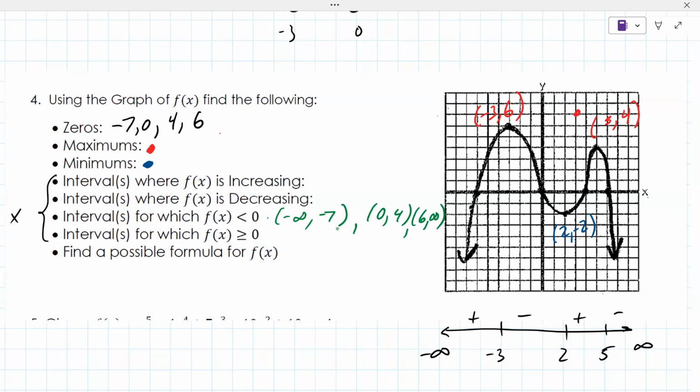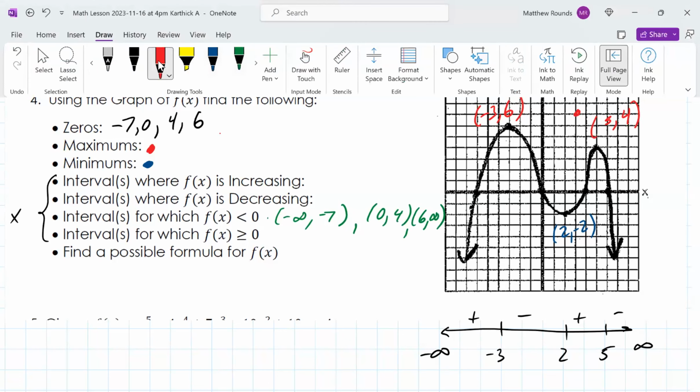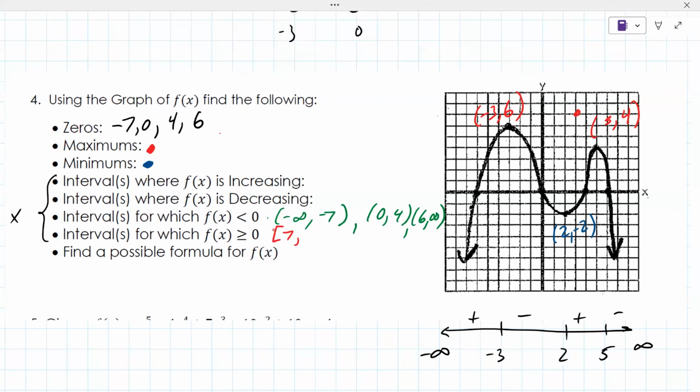Good. And then intervals for which f of x is greater than or equal to 0. So that's from -7 including -7 to 0 including 0. And then from 4 including 4 to 6 including 6.